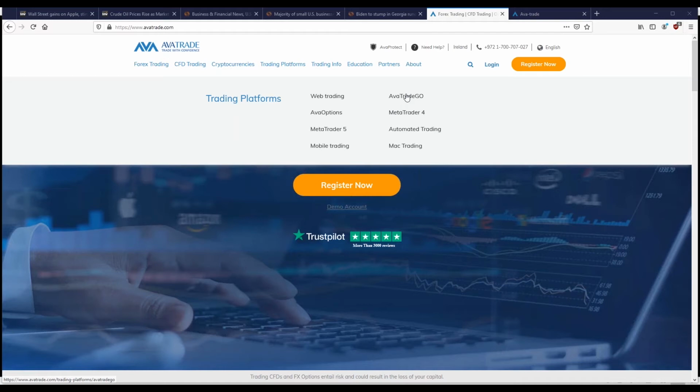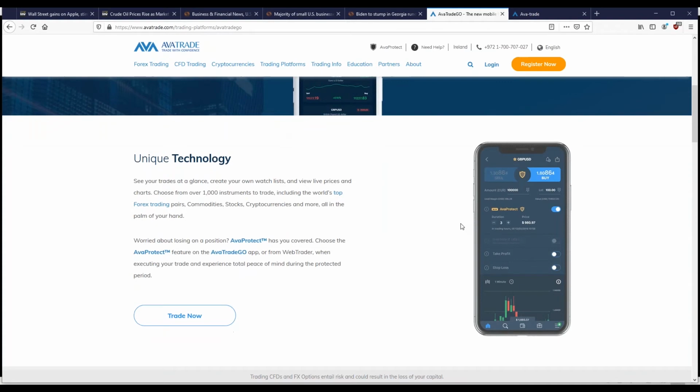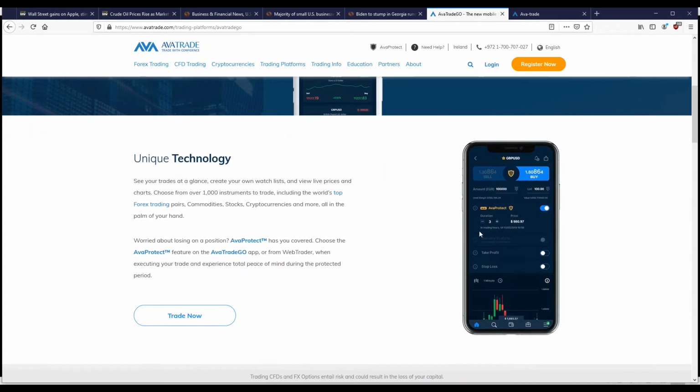Okay, so AvaTrade Go, this is the mobile app that you can trade on your MT4 and MT5 accounts, and it has nice risk management features on it. When you set up your order in the trade window, and we'll look at this on our web trader platform as well, both of which trade right on top of your MT4 and MT5 accounts.